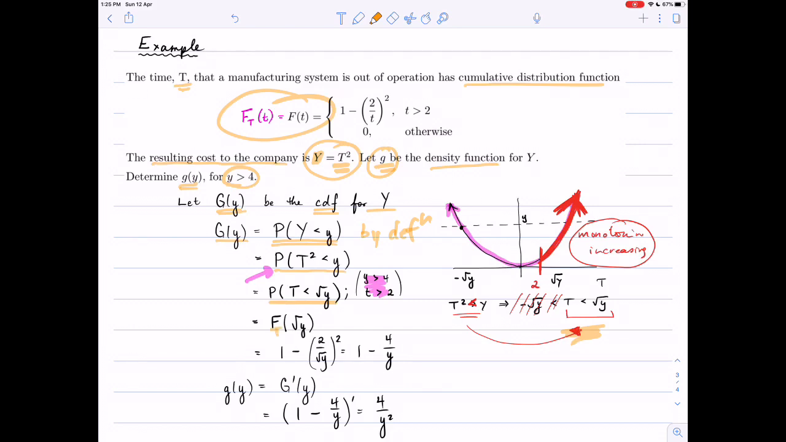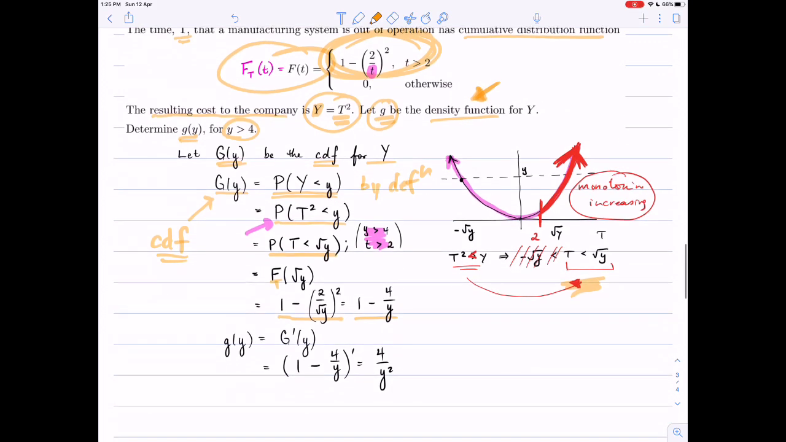So that means I can plug root y into this function. So that is the 1 minus 2 over root y. I'm plugging root y in for t here, which gives me this function here, 1 minus 4 over y. Now that is the CDF, and if that's what we were asked for, we would stop. But we are not. We are asked for the density function. So we have one more step left to do, and that is differentiate.